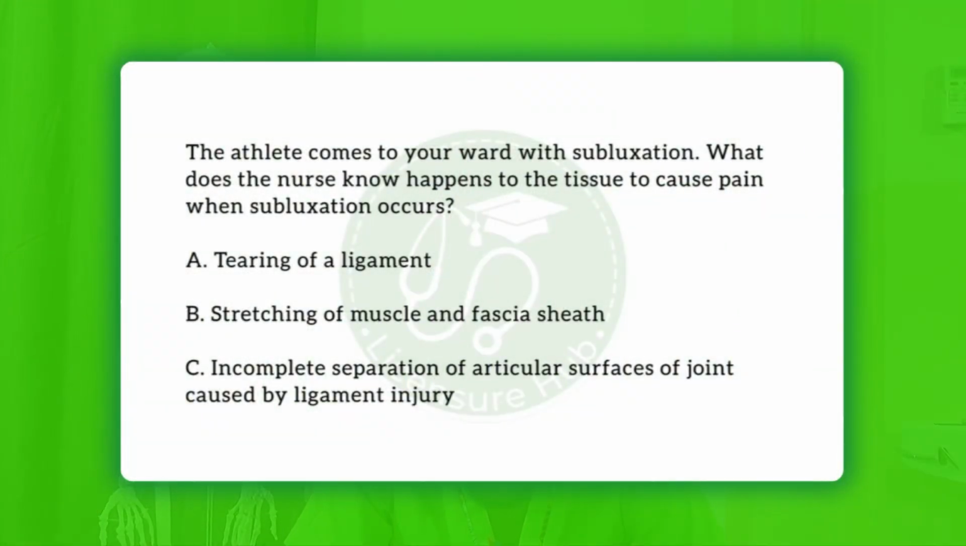The athlete comes to your ward with subluxation. What does the nurse know happens to the tissue to cause pain when subluxation occurs? A. Tearing of a ligament. B. Stretching of a muscle and fascia shield. C. Incomplete separation of articular surfaces of joints caused by ligament injury. The term mentioned in this question here is subluxation.